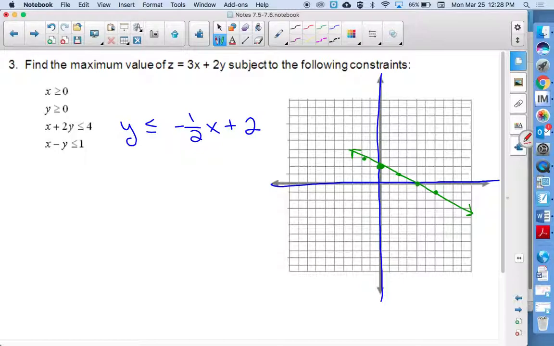The fourth inequality, what's that? Y is greater than or equal to x minus 1. So that one goes down to a negative 1, slope of just 1. And that flipped the sign to be greater than or equal to.